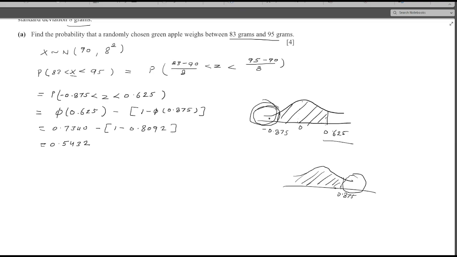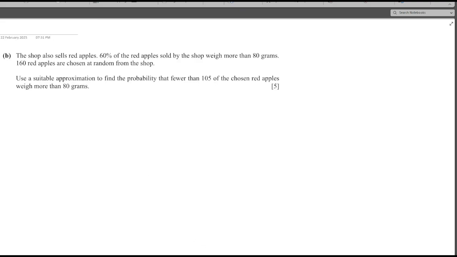Now the next part of the problem. The shop also sells red apples. 60% of the red apples sold by the shop weigh more than 80 grams. 160 red apples are chosen at random from the shop. Use a suitable approximation to find the probability that fewer than 105 of the chosen red apples weigh more than 80 grams. So the probability of choosing a red apple with weight more than 80 gram is 60%, that is 0.6. That is our probability of success, 0.6.